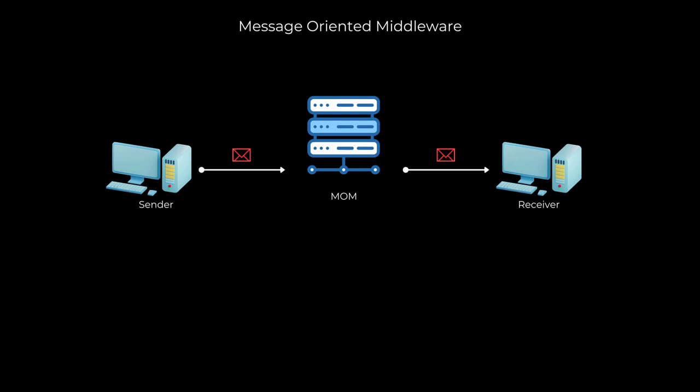One of the key advantages of using message-oriented middleware is that it decouples the sender and receiver. This means that applications can send messages without having to know the exact details of the recipient. It provides a level of abstraction, making the system more flexible and scalable.